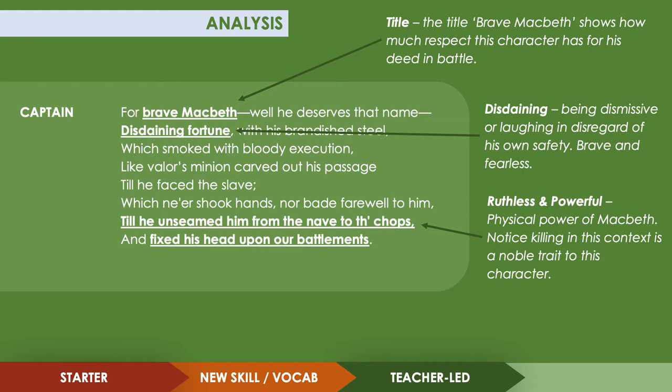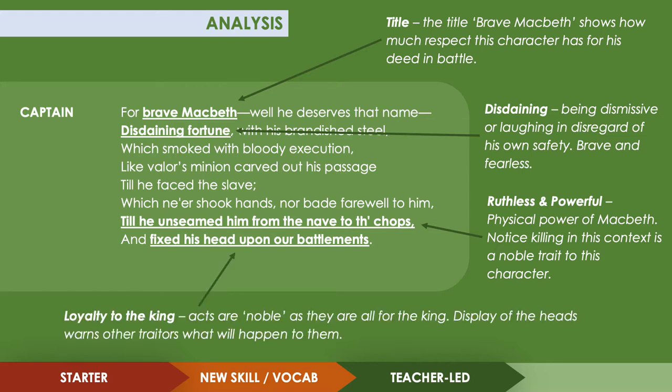So next we have the line, "unseamed him from the nave to the chops." Like I've mentioned before in a previous lesson, this is quite a graphic description, essentially explaining how Macbeth chopped Macdonald in half, from the navel, which is the belly, to the chops, which means the cheeks. So this demonstrates how physically powerful Macbeth is and how ruthless he is. Notice also that killing in this context is portrayed as a noble trait or a good thing for a man to have.